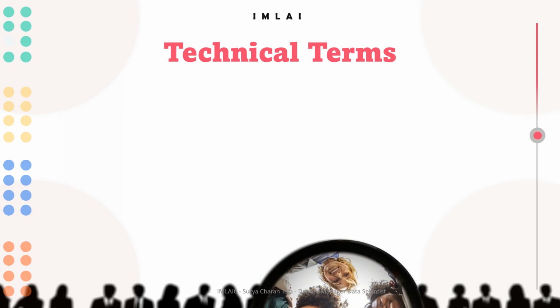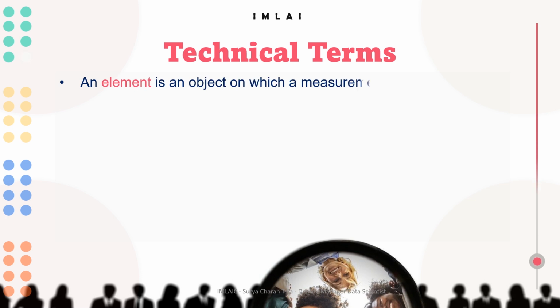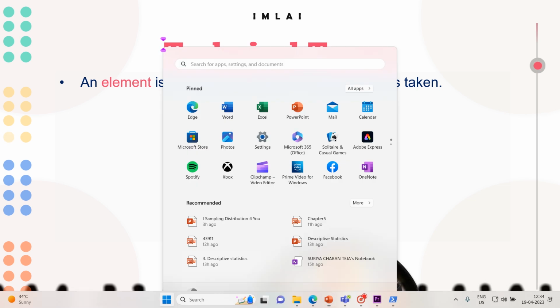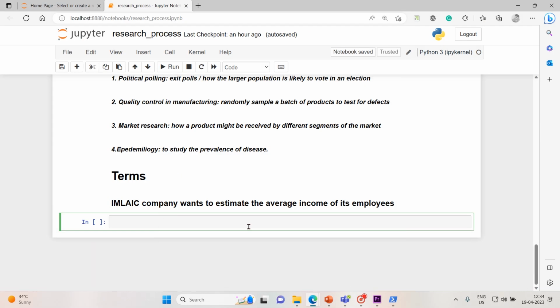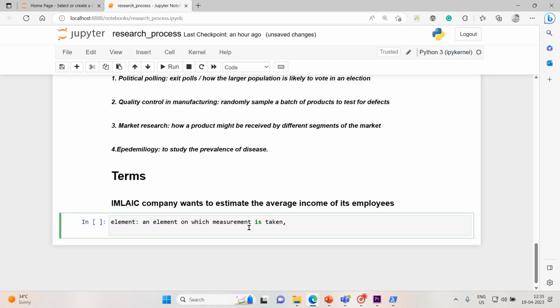So the first terminology that we have, the first word that we have, is an element. An element is an object on which a measurement is taken. Okay, here who is our element? An element on which measurement is taken. So on whom will we be taking the measurement in this example? On whom? Tell me, on whom? Employee.